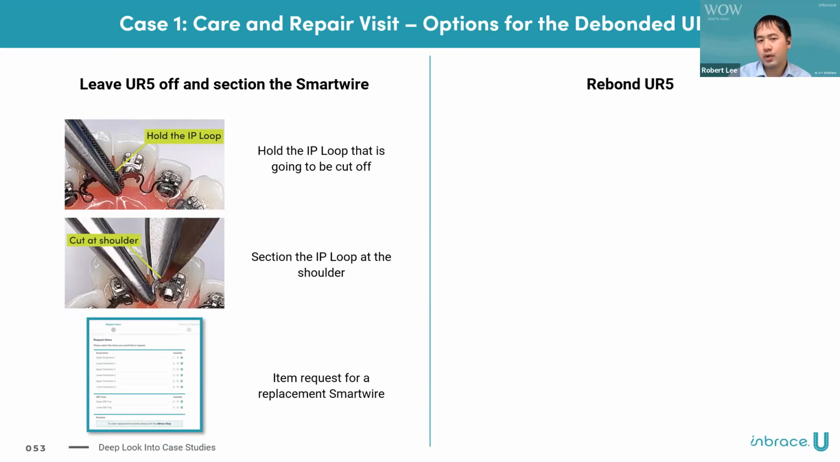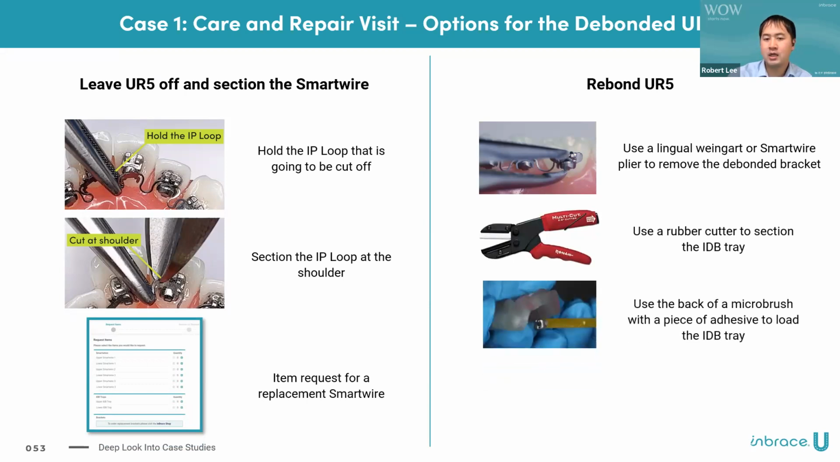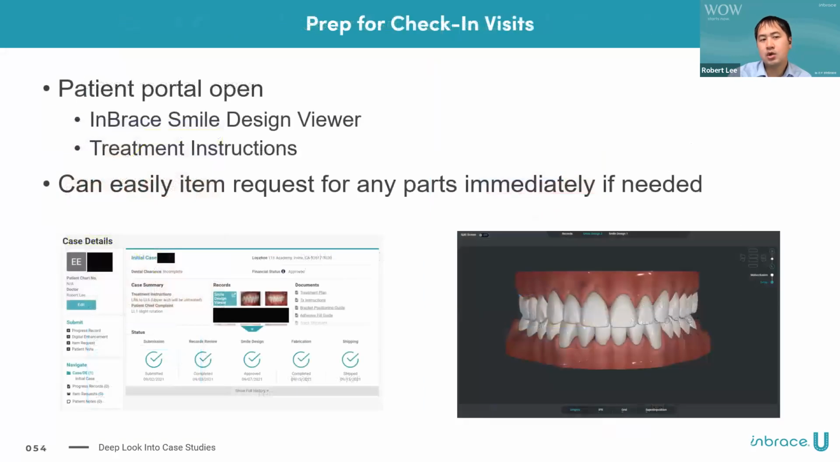Your other option is to rebond your upper right 5. So this is kind of, again, the steps that we just went over with the clinical technique section where, use your lingual line guard or Smartwire plier to remove the debonded bracket, use your rubber cutter or your box cutter to section the IDV tray, load the IDV tray with, you can use that microbrush clinical pearl. And then, this is a posterior to the upper right 5. You may end up using the Explorer to help you see the tray. And then again, my general recommendation is, item request always has the backup parts that you need.